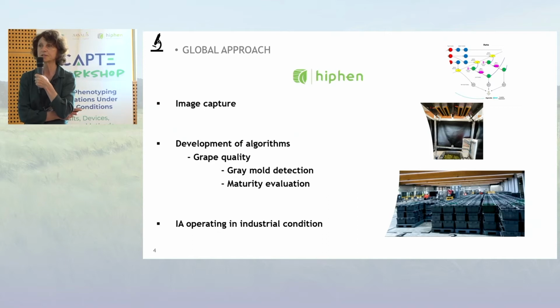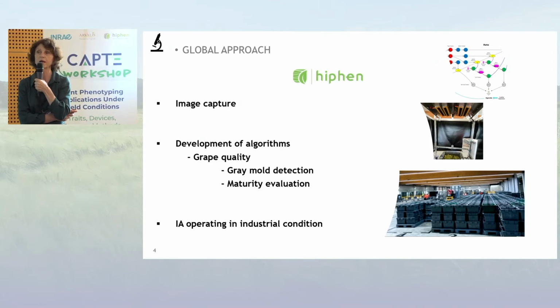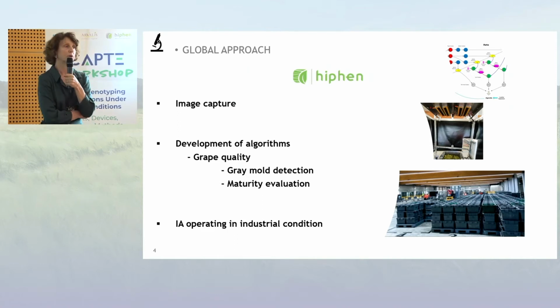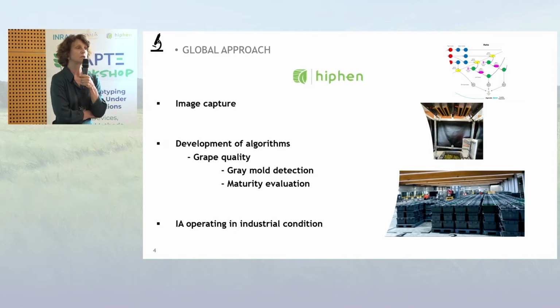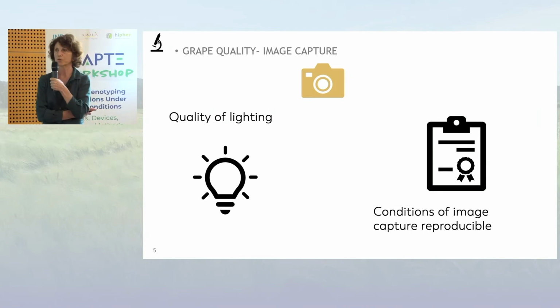And the second step is the development of an algorithm. We always have in mind the case of grey mold, but in parallel we always think about the evolution of maturity of the grapes. And the most important for us was to think since the beginning about how to operate these technologies in industrial conditions. So let's see the first point, image capture and the quality of this image.